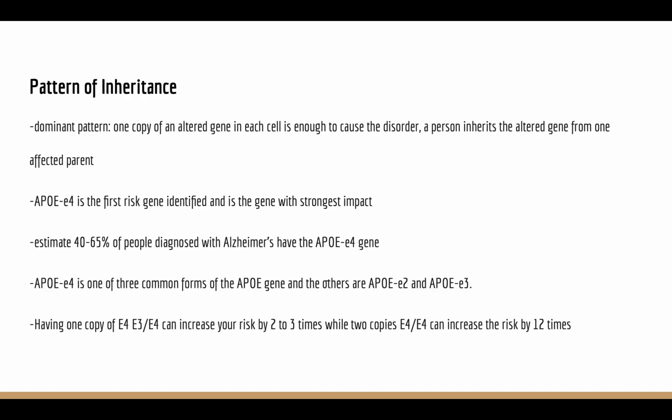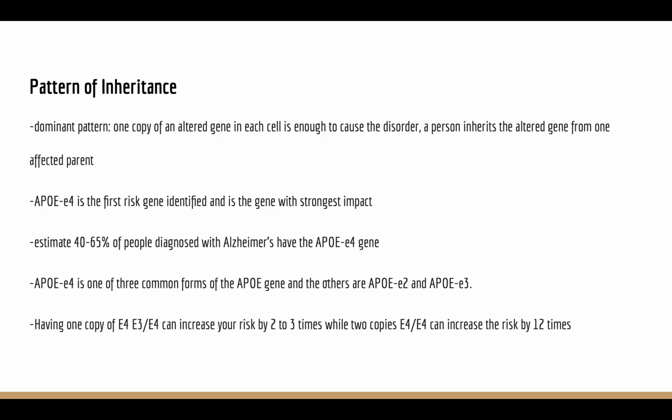So now we're going to talk about pattern of inheritance. The dominant pattern is that one copy of an altered gene in each cell is enough to cause the disorder. And as I was talking about in the first picture about genes being related to diseases, the APOE4 gene is the first gene identified and has the strongest impact with Alzheimer's. An estimated 40 to 65% of people who have Alzheimer's have this gene. And then there are also two other types of the APOE gene, which are E2 and E3.